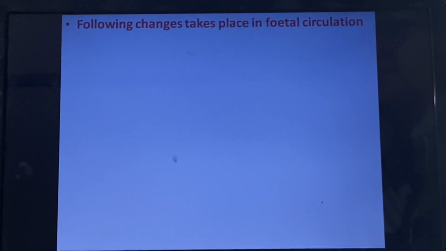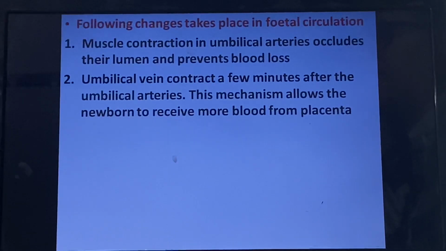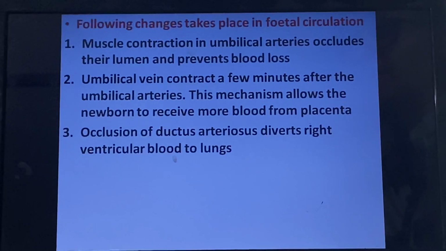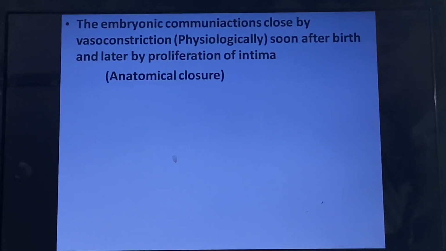So the following changes take place in the fetal circulation. Muscle contraction in the umbilical arteries occludes their lumen and prevents blood loss. The umbilical vein contracts a few minutes after the umbilical arteries. This mechanism allows the newborn to receive more blood from the placenta. Then occlusion of the ductus arteriosus diverts the right ventricular blood to the lungs. Then closure of the foramen ovale due to increased pressure in the left atrium. So this is all about this.